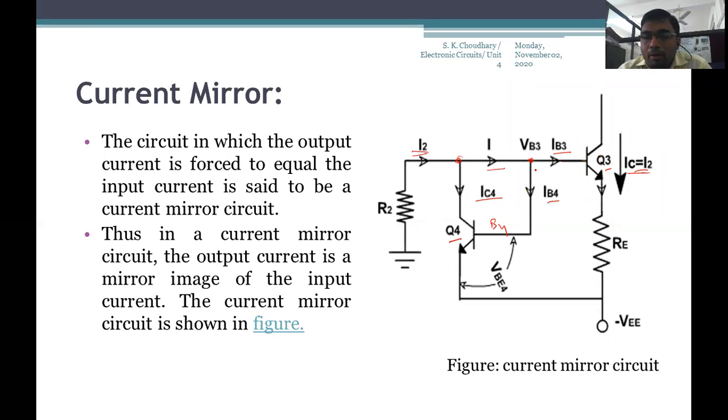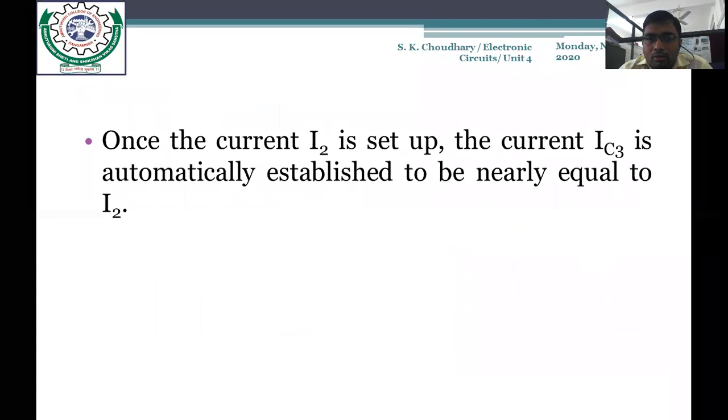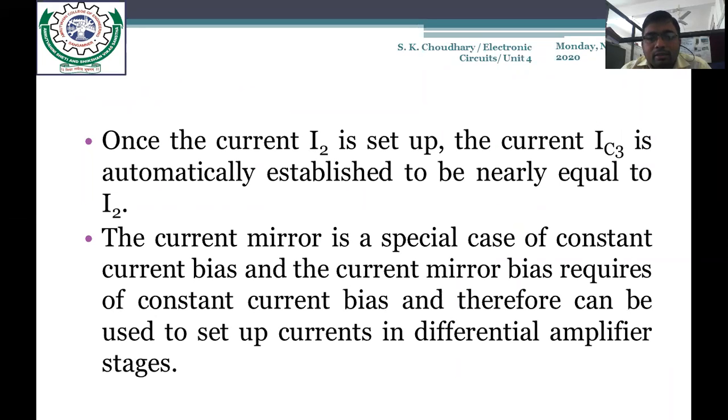We will see all this analysis with the help of mathematical equations. I hope all of you have taken a screenshot of this diagram or drawn it. It is very simple. Now see the mathematical analysis of how this happens. Once the current I2 is set up, the current IC3 is also automatically established, which we have already discussed.